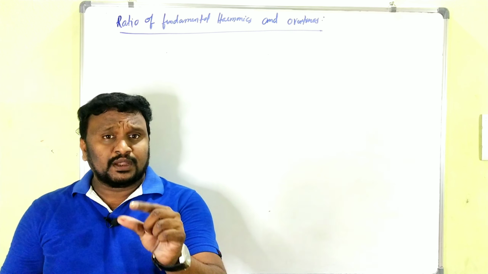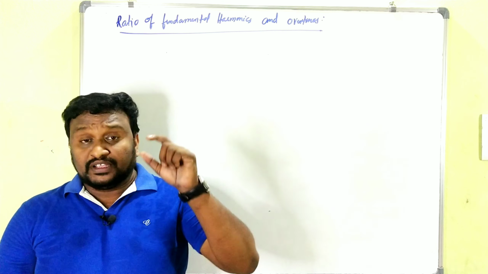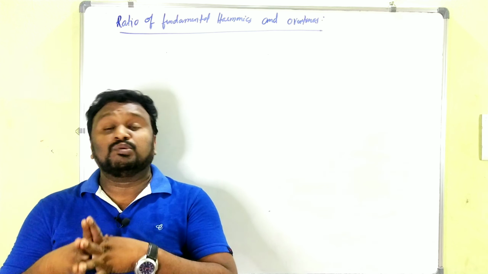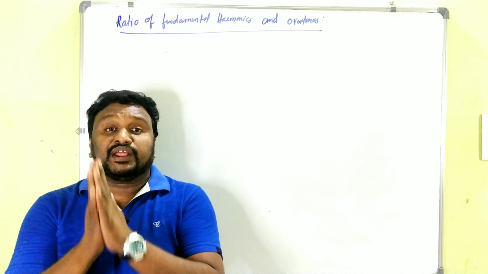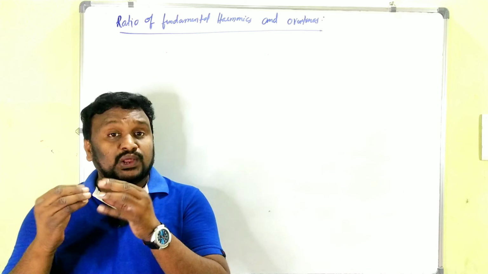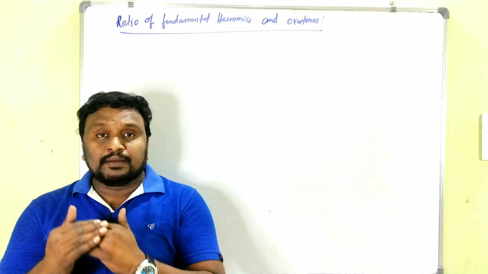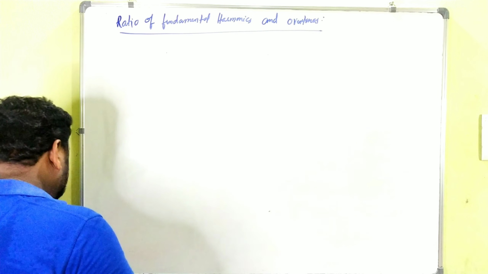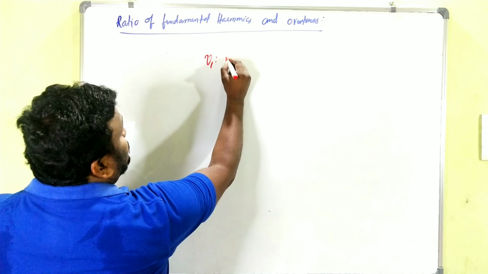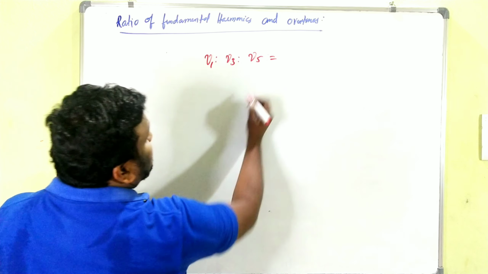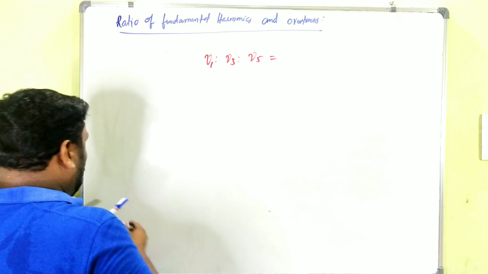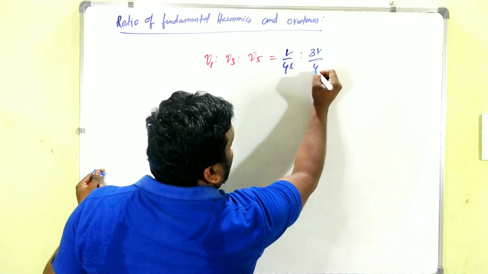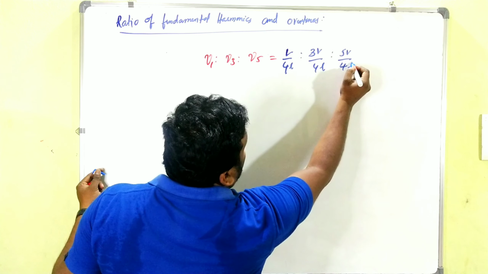Friends, this point is very important for 2 marks, and in this question also 1 mark should not be missed. What is the ratio of harmonics and overtones in a closed pipe? They ask what the ratio is between the harmonics in a closed pipe. We already know nu 1 is to nu 3 is to nu 5 is equal to what we have here: nu 1 means V by 4L, then 3V by 4L, and next 5V by 4L.